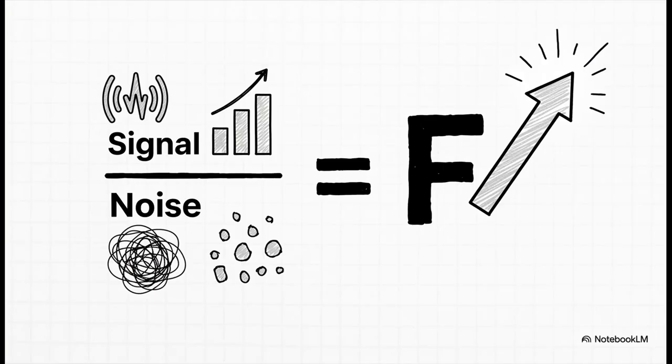So statisticians have this really cool way of boiling it all down to a single number. It's called the F-statistic. And the concept behind it is just beautifully simple. It's literally the signal divided by the noise. That's it. So a bigger F-statistic means you've got a much stronger signal.